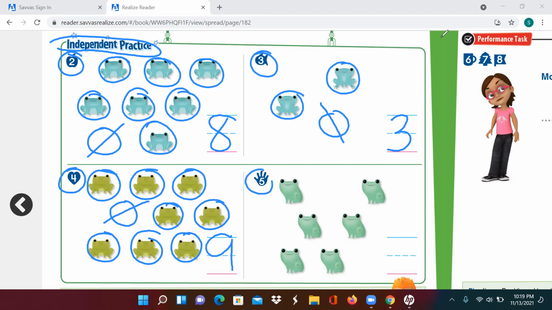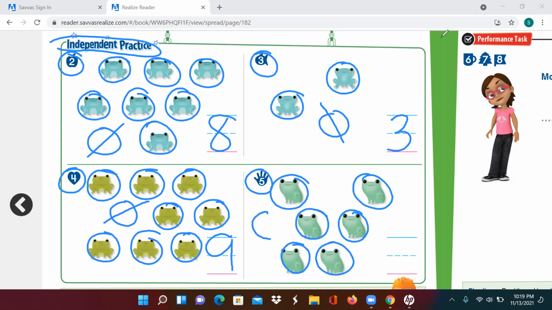Last one. 1, 2, 3, 4, 5, 6 frogs at the pond. And then he sees one more. So what number do we repeat? 6. And then we add the one more. 7. So there are now 7 frogs at the pond.